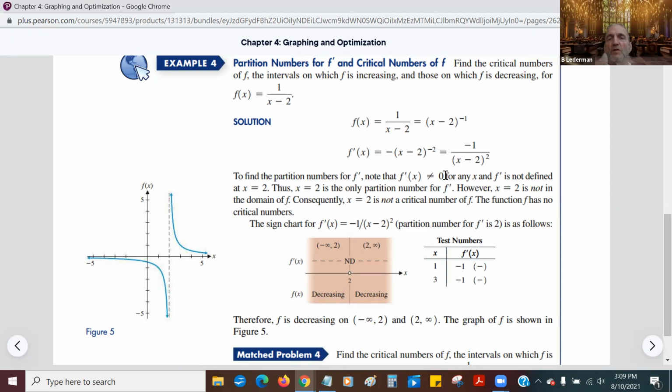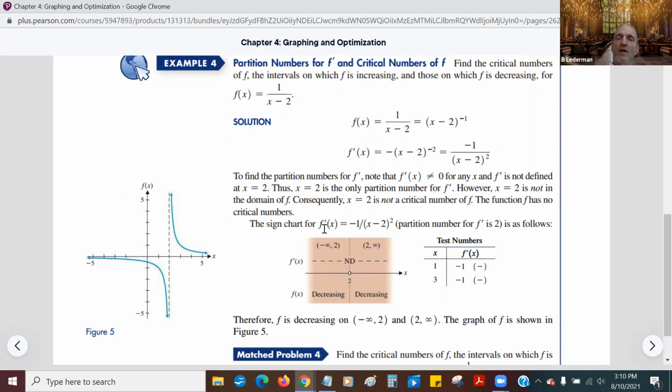So to find the partition numbers of f prime, first of all, notice that f prime of x does not equal 0 for any value of x. It's never equal to 0. And f prime is undefined when x equals 2. So x equals 2 is the only partition number for f prime. However, x equals 2 is not in the original domain, so therefore it's not a critical number, and that's the way it is. But it's an important number. So it's not a critical number, but it is critical. The function f has no official critical numbers.